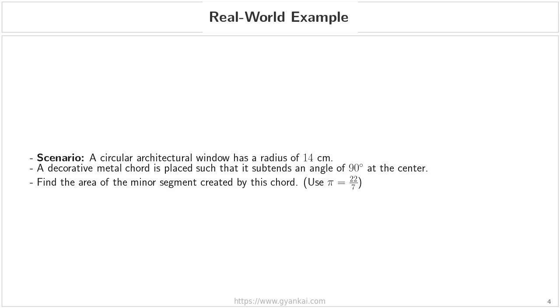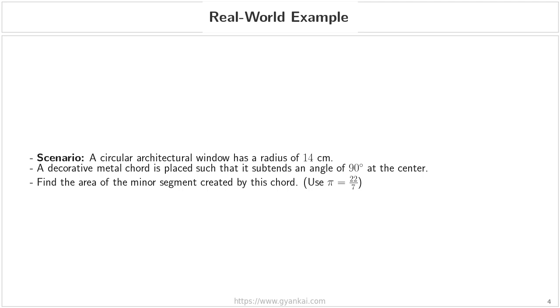Real-world example. Now that we have understood the theory and the formula behind the segment, let's put it into practice with a real-world application. Imagine you are looking at a circular architectural window. This window has a radius of 14 centimeters. A decorative metal cord is placed across the window, and this cord subtends an angle of 90 degrees at the center of the circle. Our task is to find the area of the minor segment created by this cord.